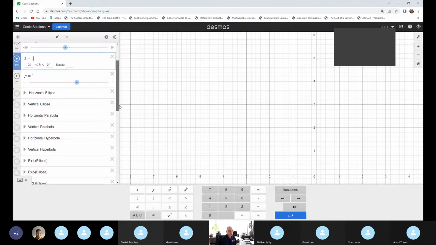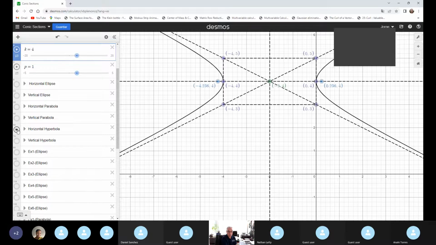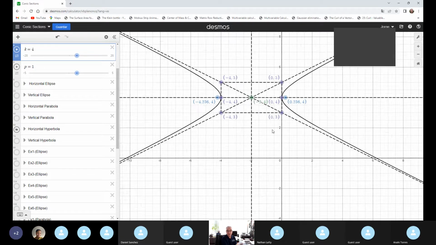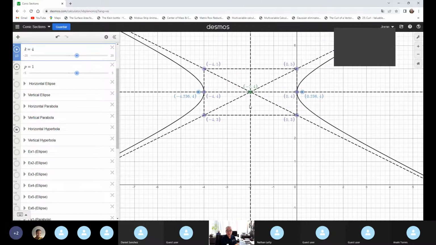We are talking about a horizontal hyperbola, the hyperbola whose transverse axis is parallel to the x-axis. Look at that. The center is the green point, negative 2, 4. The vertex is 0, 4. That distance is 2, and 2 in the other direction. And B in this direction, and B in each of the other directions. And this is the asymptote.